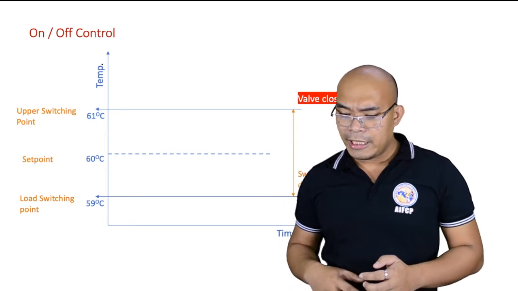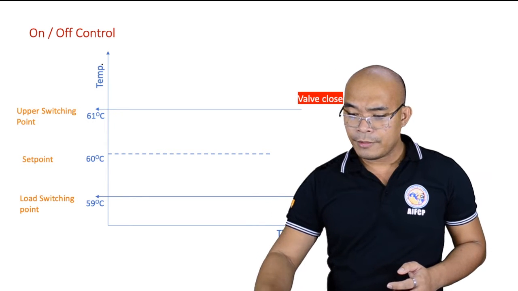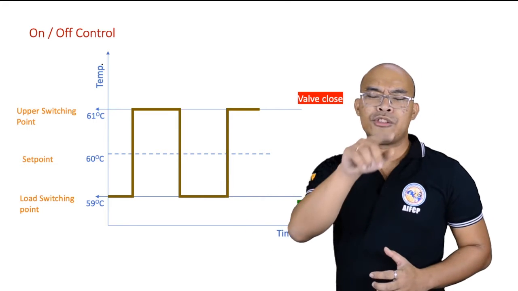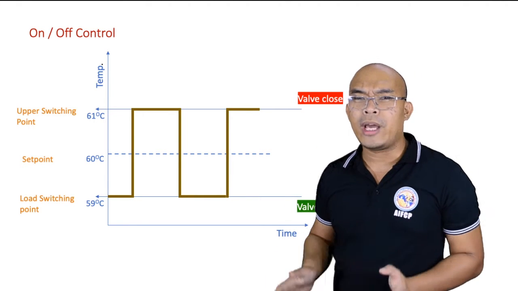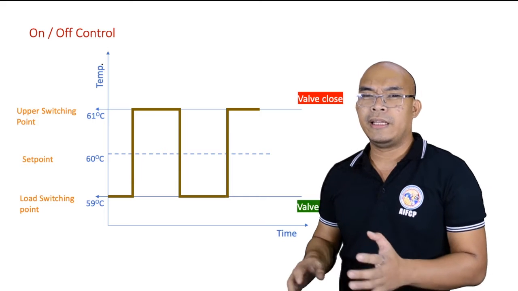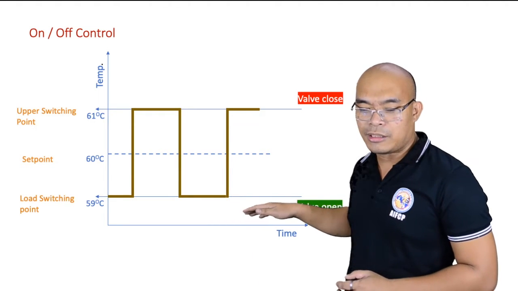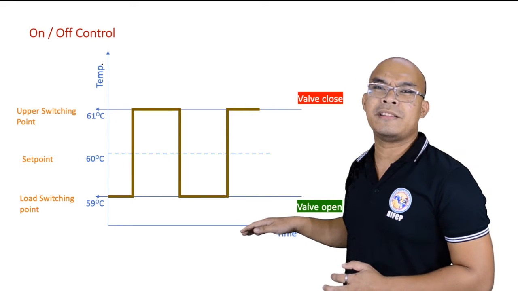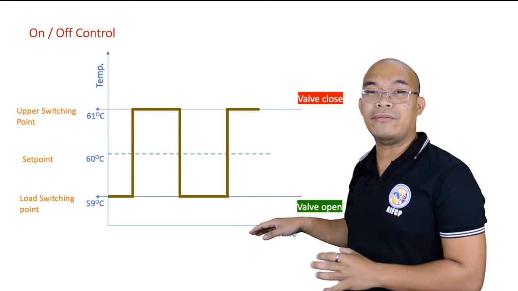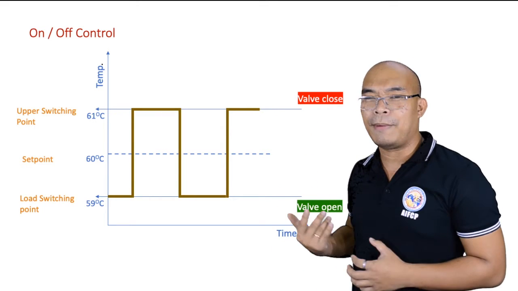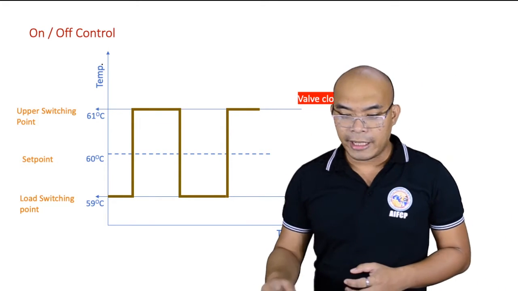So, para mas maintindihan pa natin, let's put some values here. Okay? So, yung brown na yan, that is a square wave, di ba? Hindi yan sinusoidal wave. That is a square wave. So, ang ibig sabihin lang dyan, pag nasa dito siya sa 59 degrees, this indicates na naka-open yung valve natin. And then, pag nasa taas na siya, naka-close yung valve natin. This will help us in our analysis later on.